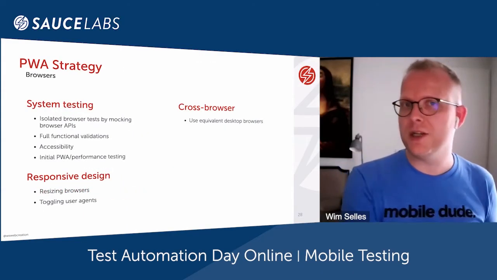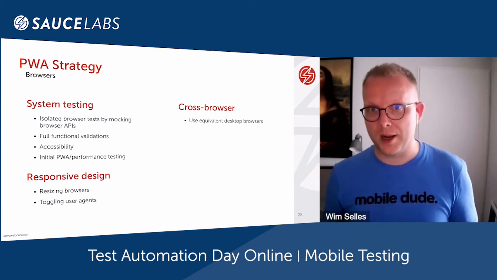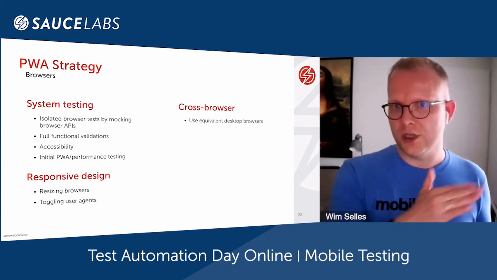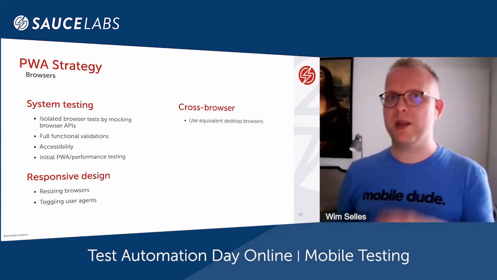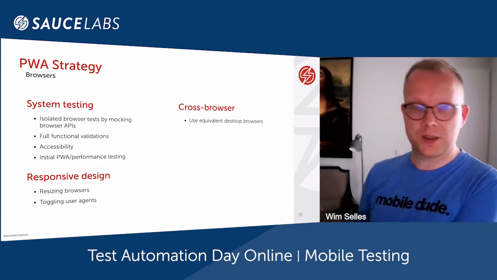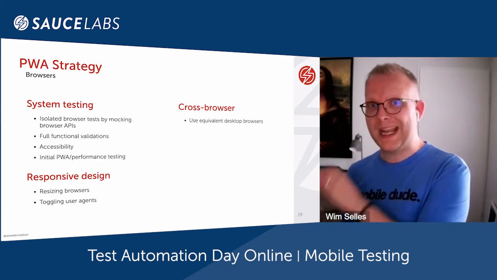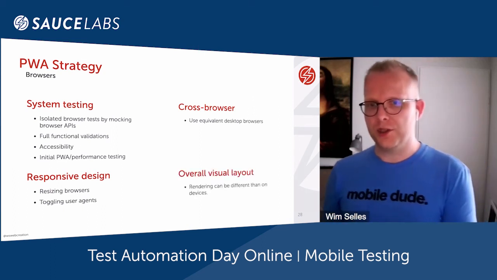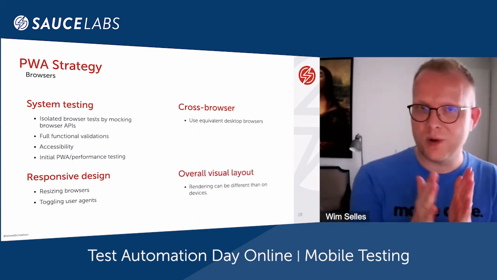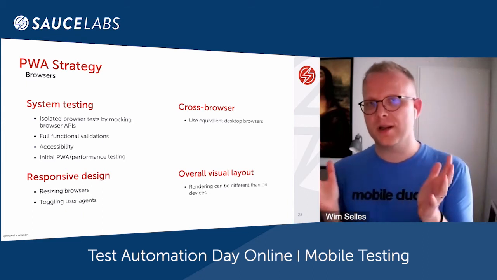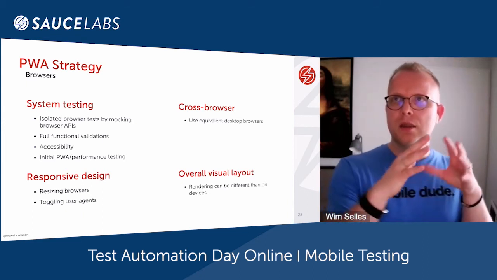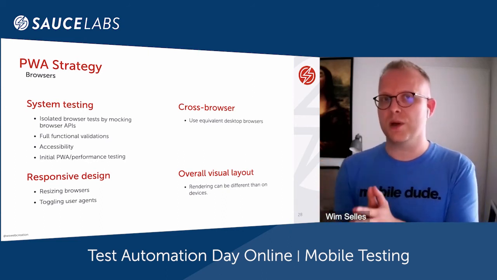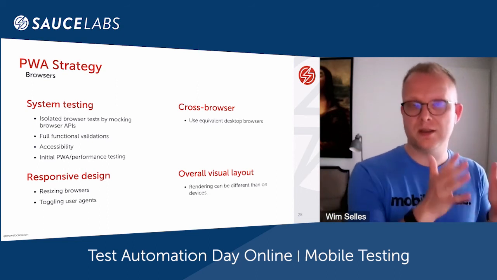This can be done with automation, or this can be done by hand. And last but not least, like I mentioned for cross-browser, just use the equivalent desktop browsers to mimic the Chrome behavior on an Android device or the Safari behavior on an iOS device. Last but not least, we've got the overall visual layout. Be aware that if we're talking about the visual layout, the look and feel on a real device can be different from the look and feel on a resized browser.